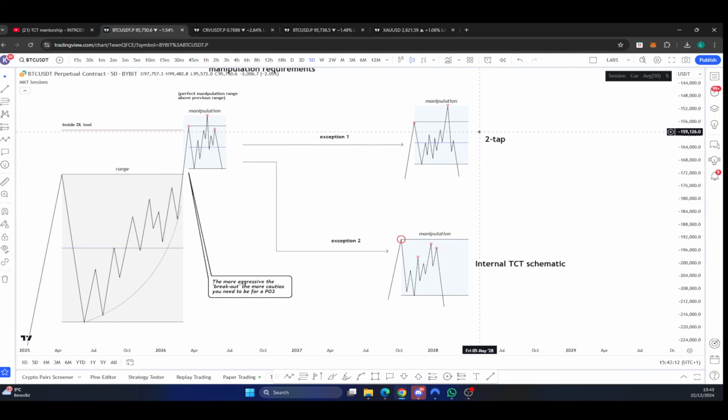And now whether that's a two-tap, an internal TCT model, or a picture-perfect one is obviously depending on what the market wants to give you. But this is basically all that you need to know to be trading PO3 models.